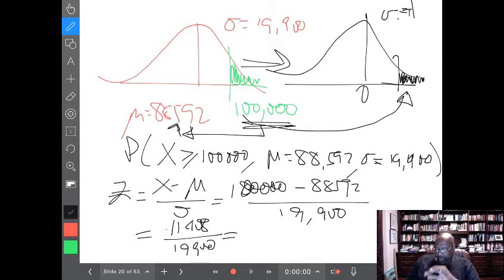So let me see if I could just finish this off, and then we will call it a night for tonight. As we get deeper into the course, of course, I'm sure you guys will have more questions to ask me. So we have 11,408 divided by 19,900 equal to 0.57. So that's our z value, 0.57.